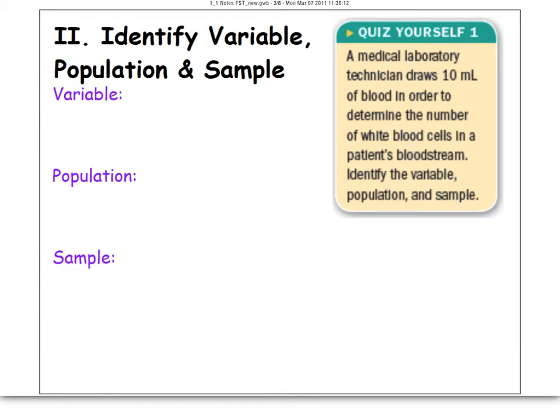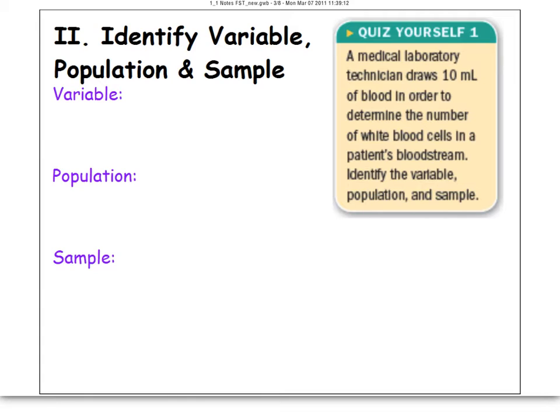So more formally, you are going to be asked to define what variable is being studied, what is the population, and who is the sample. So if we read this example, let's see if you can figure it out. A medical laboratory technician draws 10 milliliters of blood in order to determine the number of white blood cells in a patient's bloodstream. What is the variable, the population, and the sample?